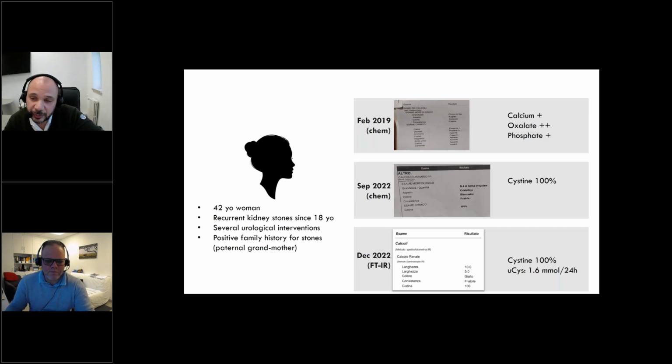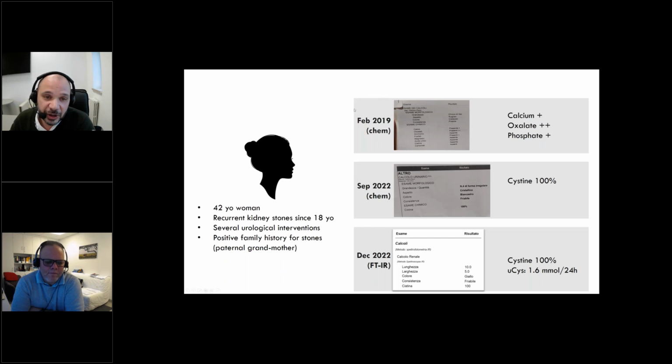Since up to now, the patient had only undergone wet chemistry analysis that, again, are not particularly accurate, and since she had another stone available that she had passed meanwhile, we decided to perform infrared spectroscopy on the stone, which confirmed the presence of 100% cystine. At that point, a 24-hour urine collection confirmed the diagnosis with a very high excretion of cystine of 1.6 millimoles. This, in my mind, should make us aware of the importance of performing a compositional analysis of stone whenever we have the possibility.